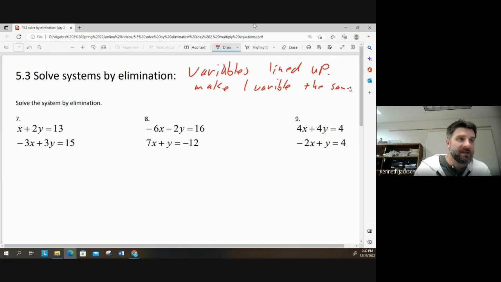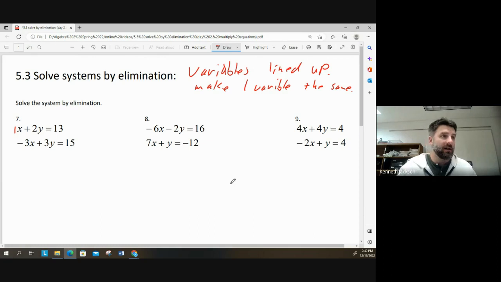Now, on the previous section, all of the problems had one of the variables be the same. But if we take a quick look here at the problems on number 7, I have a 1x and a negative 3. I have a 2y and a 3y, not the same. I have a 6x and a 7. I have a negative 2y and a 1, not the same. I have a 4 and a negative 2, and a 4 and a 1, not the same.